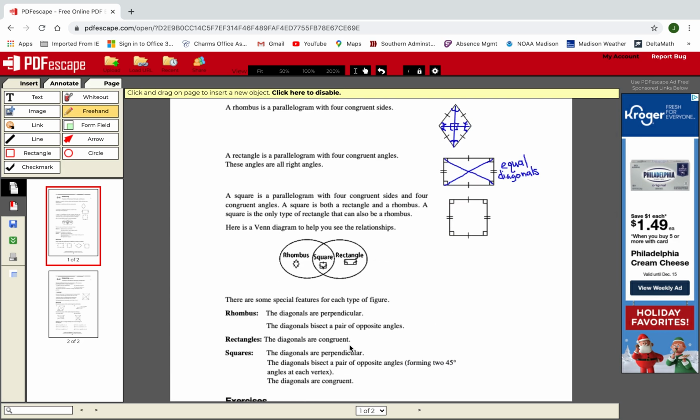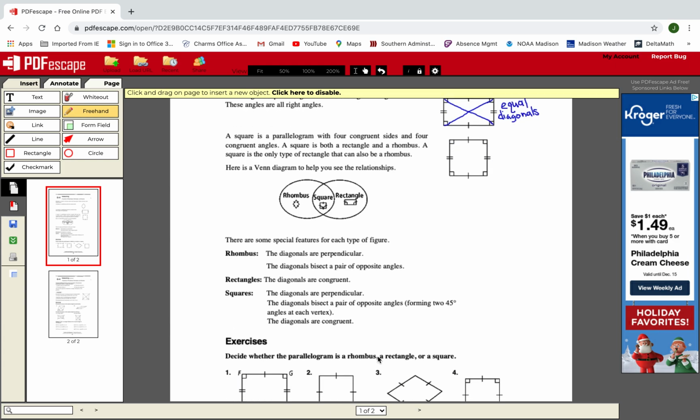Okay. In a square, all kinds of fun things. Since a square is a rhombus and a rectangle, you have all of these things. Congruent diagonals. You have the diagonals perpendicular, and you have the diagonals bisecting a pair of opposite angles. So the diagonals form 2 45-degree angles at each vertex, okay? So if I marked all of that up here, you wouldn't be able to see the square anymore. So we're actually going to do another resource in class to make sure that it firms up all this information.